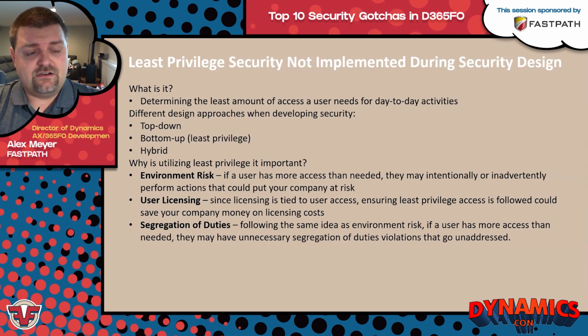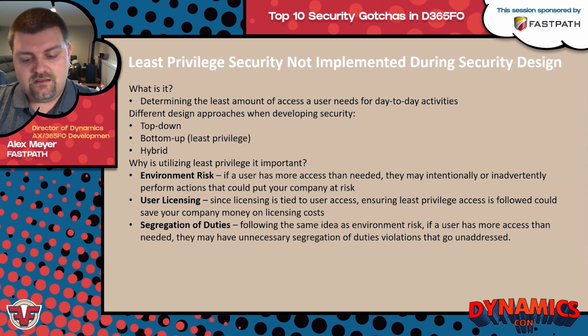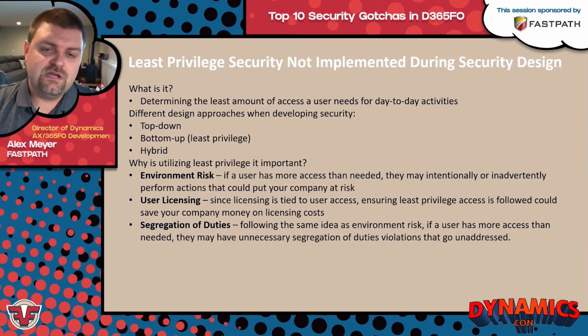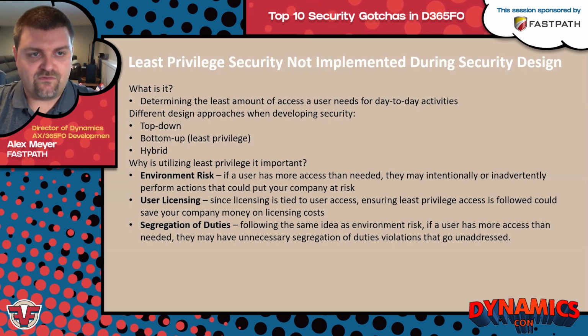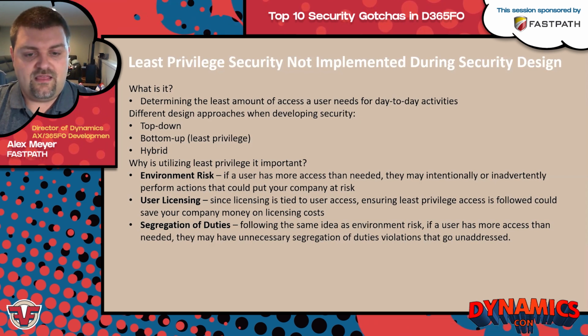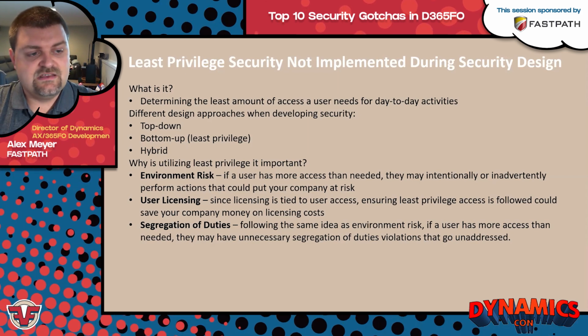When we consider top-down, we're talking about taking out-of-the-box roles, duties, and privileges and removing access from those until you actually get to this least privilege idea. You have the bottom-up approach where you're actually developing your security from the ground up to be least privilege. So that's why I marked it there. But the idea is that you're only assigning the access that each role, duty, and privilege needs. And then you have this idea of a hybrid approach.